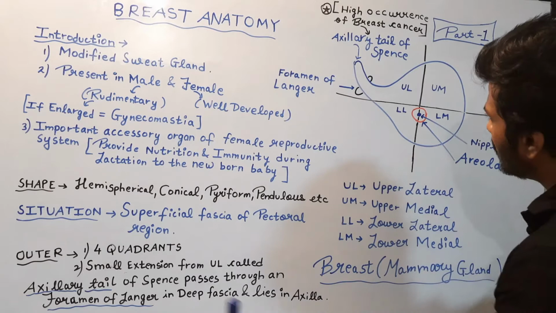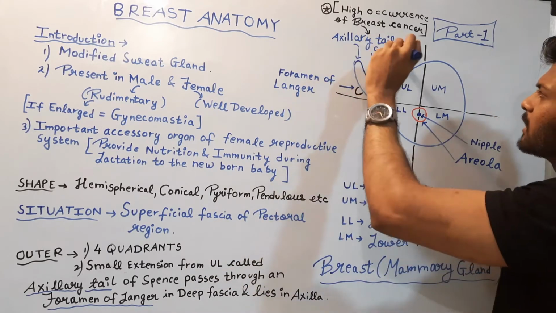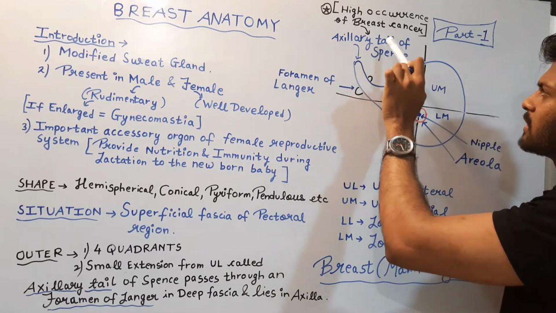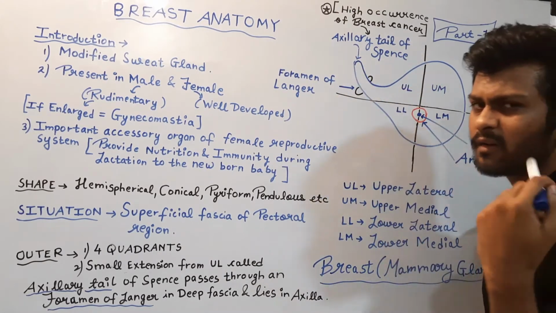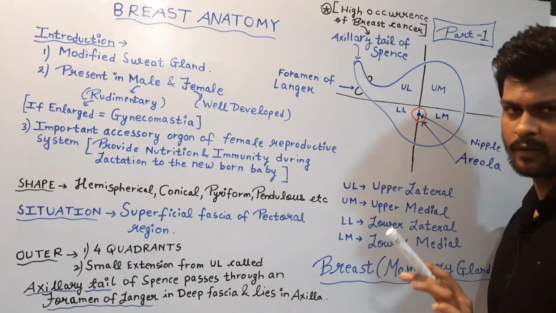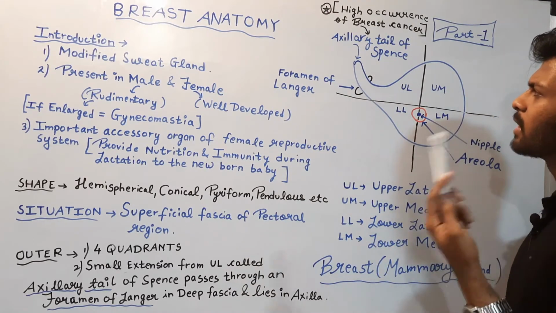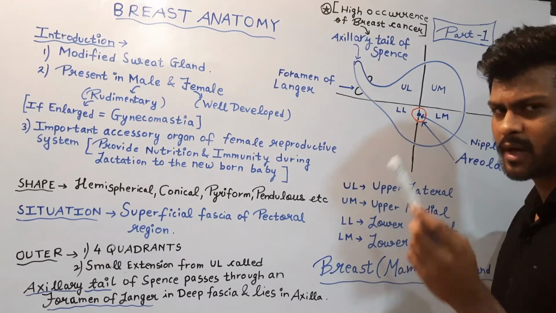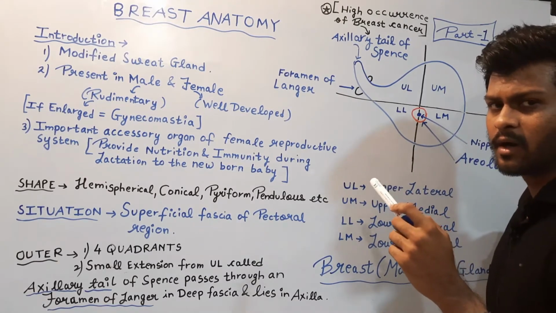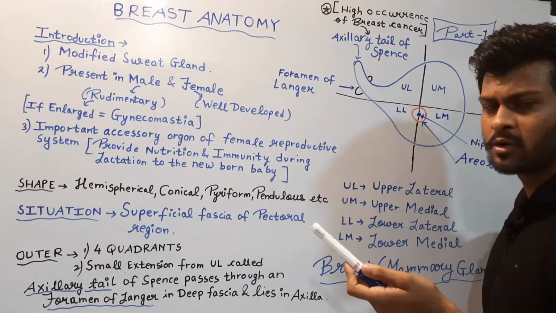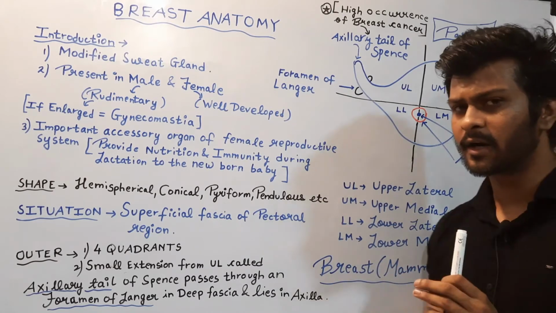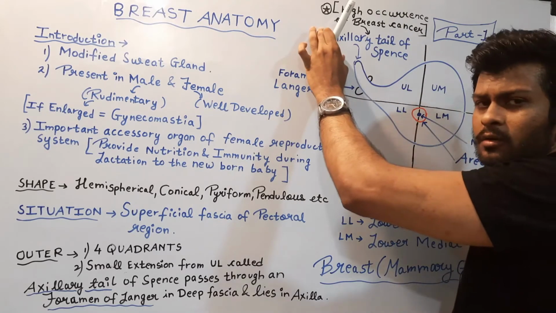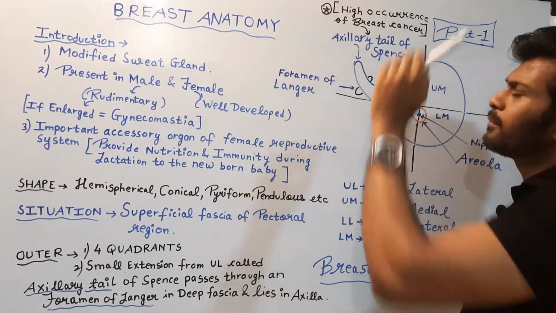The clinical significance of the axillary tail of Spence, which is very important, is that it is the site of high occurrence of breast cancer. We will be seeing in upcoming videos that 75% of the lymph from the breast drains into the axillary nodes, and due to this, when cancer cells infiltrate and pass onto the axillary nodes, we can see a higher occurrence of breast cancer.